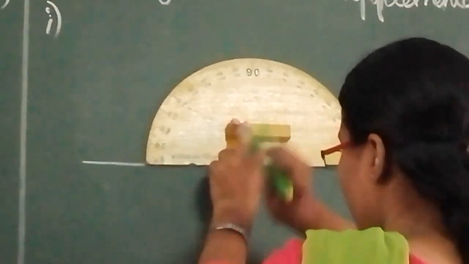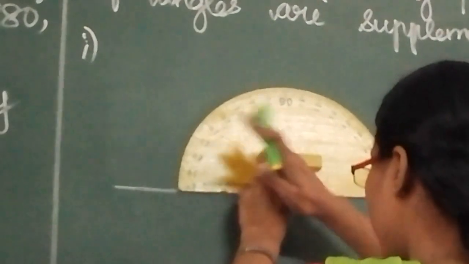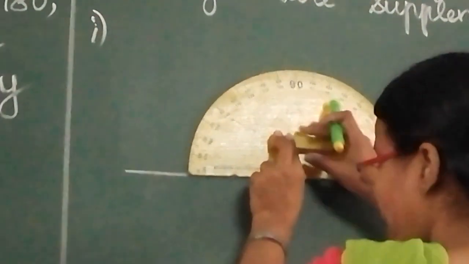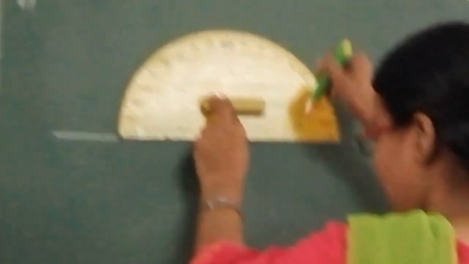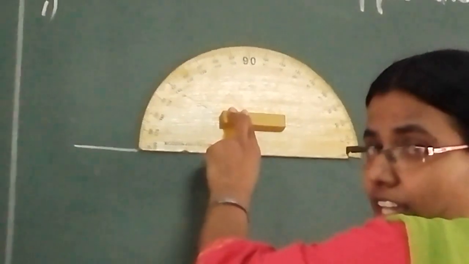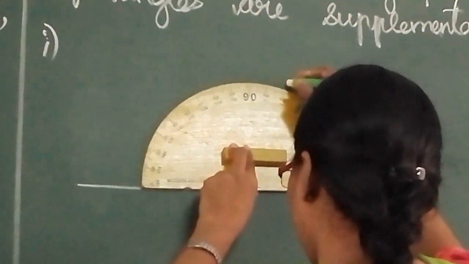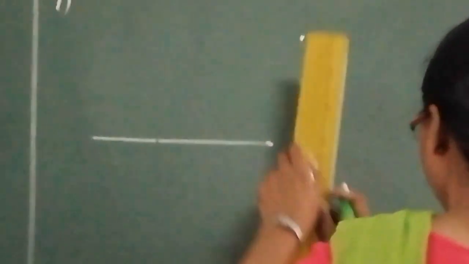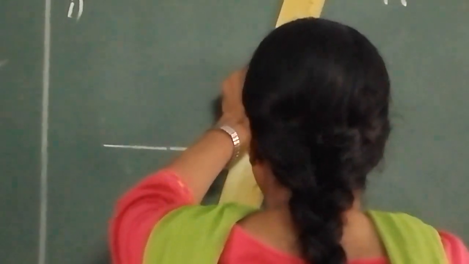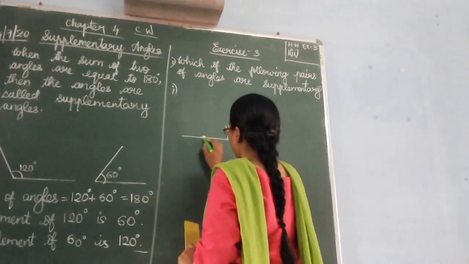Last class we discussed, when we are taking the vertex on the right side, then we have to see the outer scale. When we take the vertex on the left side, we need to take the inner scale. So now which scale shall we see? Yes, it's the outer scale, 110 degrees. Mark a point, then use your scale and join. So this is 110 degrees.